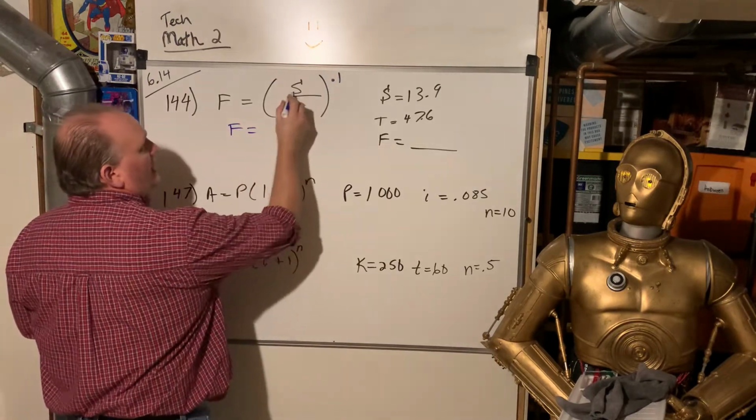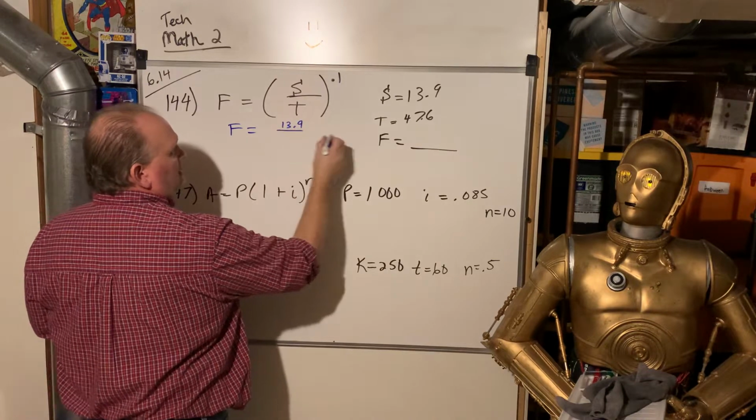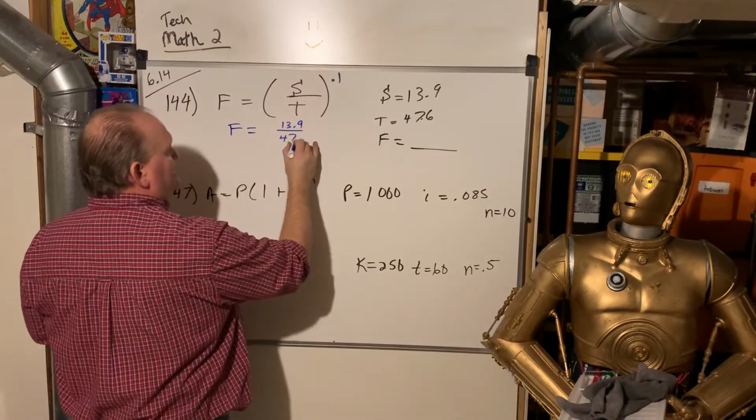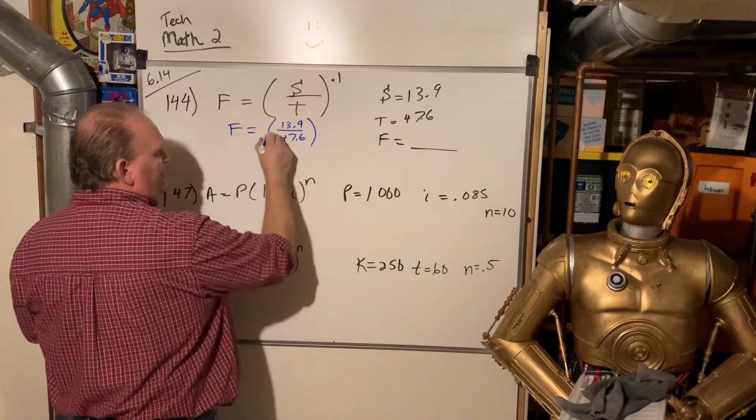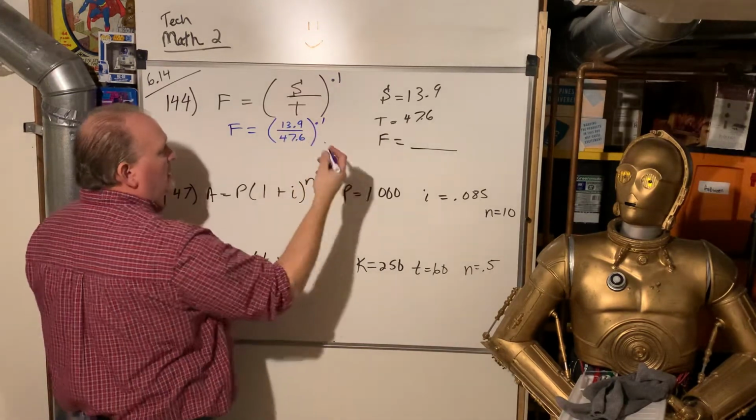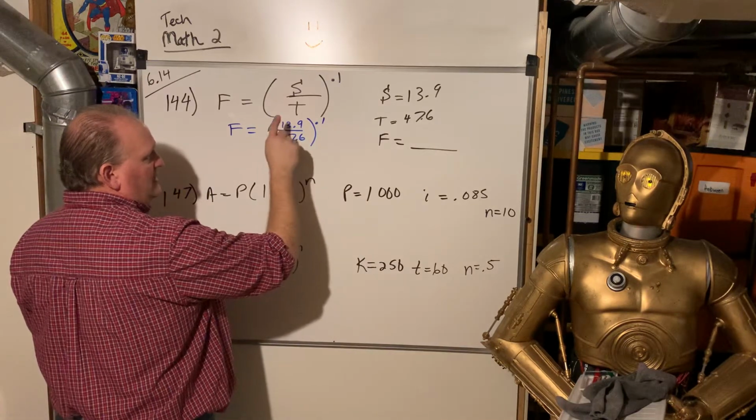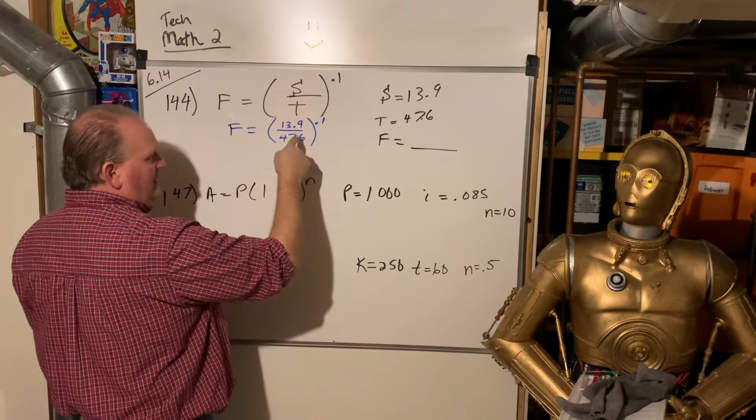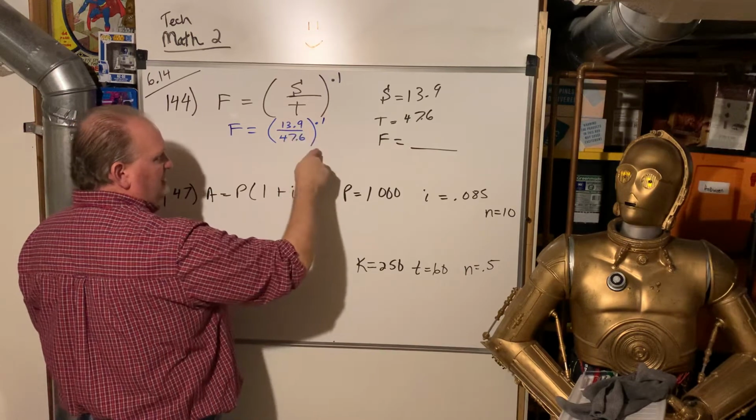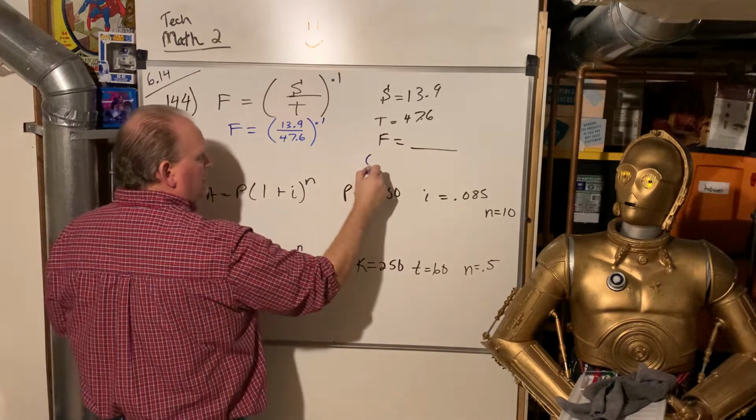So here, S is 13.9, T is 47.6, and we're going to divide that and then raise it to the 0.1 power. Although you have calculators that can handle order of operations, you just do a parenthesis 13.9 divided by 47.6 and parenthesis caret 0.1. So it actually looks like this.